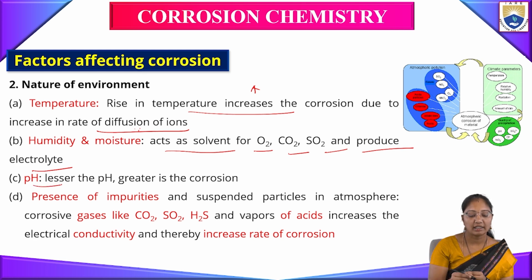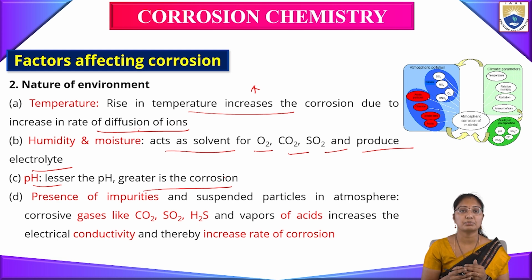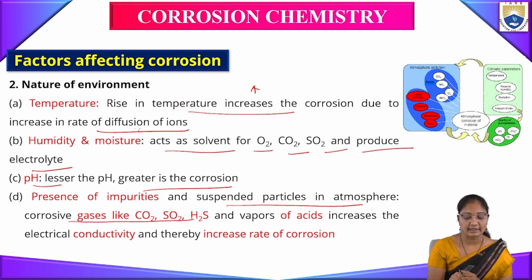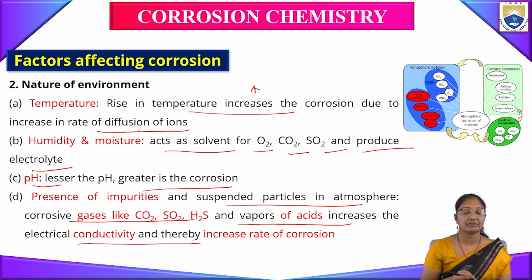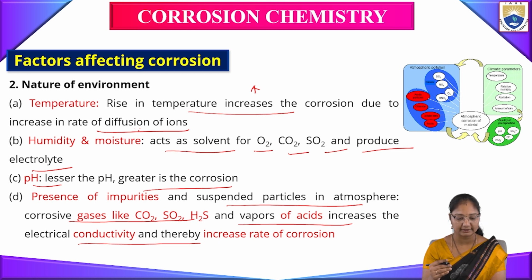So for the pH, the lesser the pH, the greater the corrosion. It is inversely proportional. Means if the pH is very low, the corrosion will be high. Then the presence of impurities and suspended particles in the atmosphere: corrosive gases like carbon dioxide, sulfur dioxide and hydrogen sulfide, and vapors of acids. The less pH means acid. So the acid vapors increase the electrical conductivity and thereby increase the rate of corrosion in these types of metals.